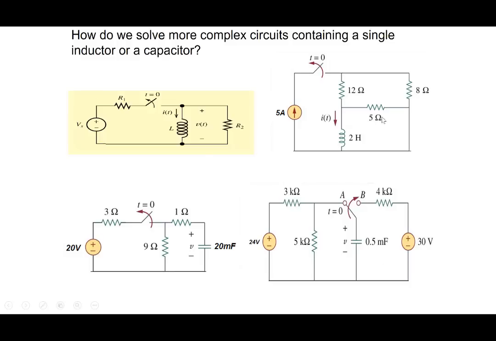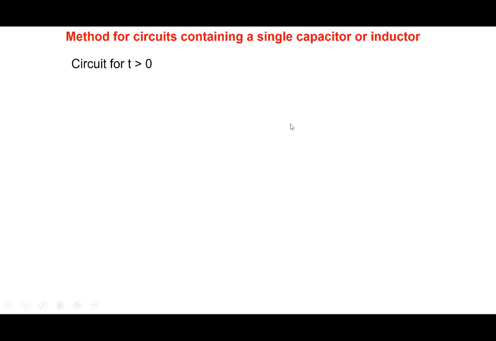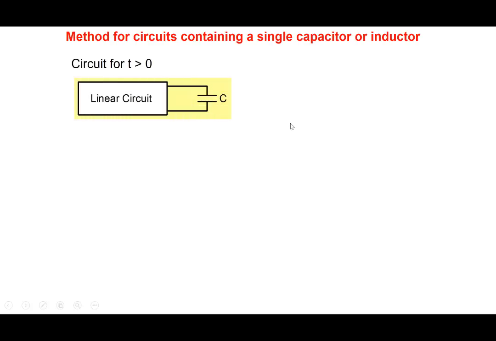So how do we solve these circuits here? How do we find out, for example, if we are interested in current flowing in this inductor, or we are interested in current flowing through this 8 ohm resistor as a function of time? How do we do that? Well, that's where Thevenin's theorem comes into picture here.